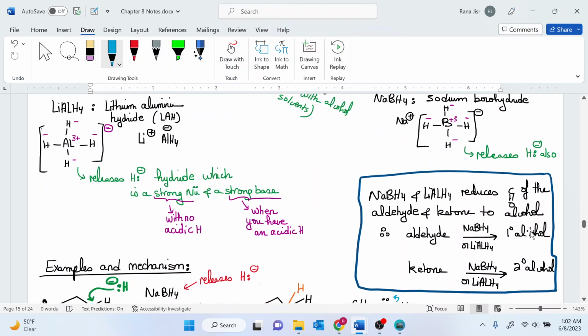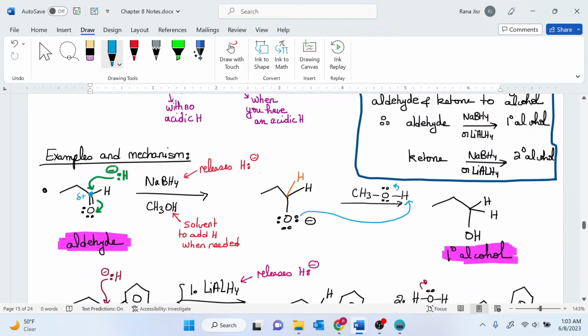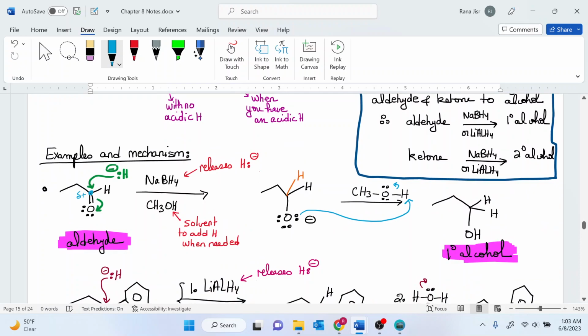If you start with an aldehyde, then your reaction is going to proceed and your product is going to be a primary alcohol. If you start with a ketone, then your product is going to be a secondary alcohol. Let's have an example. Sodium borohydride always requires a solvent. And because we have sodium, we want to stay away from water. This is why the best solvent that has a hydrogen is methanol. You can use any solvent that has a hydrogen, not necessarily methanol, but we want to stay away from water because of the sodium. Sodium reacts violently with water.